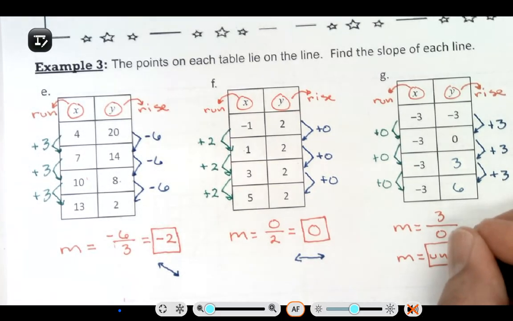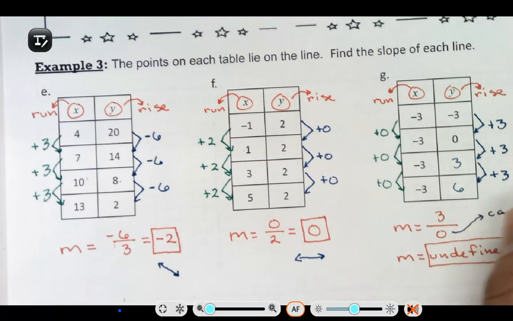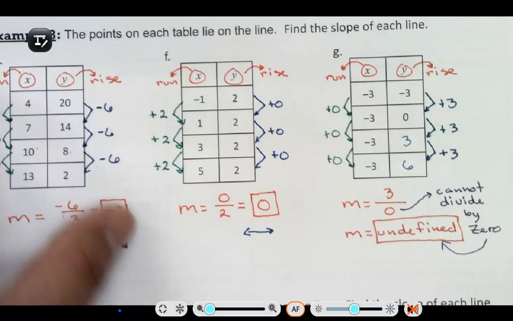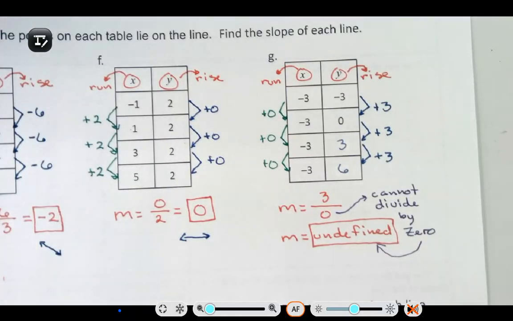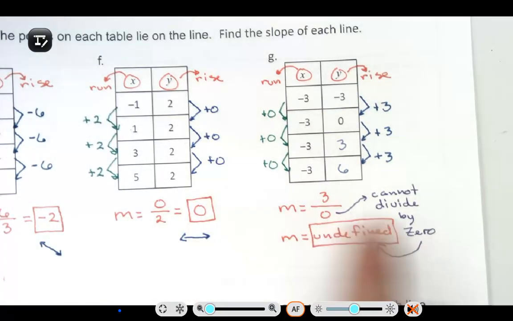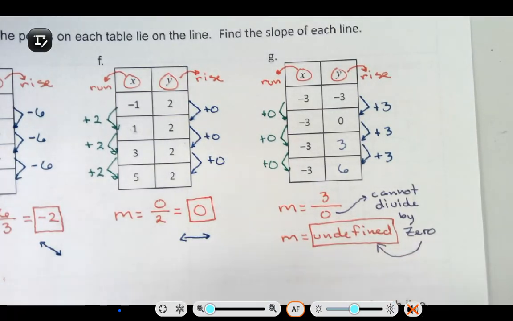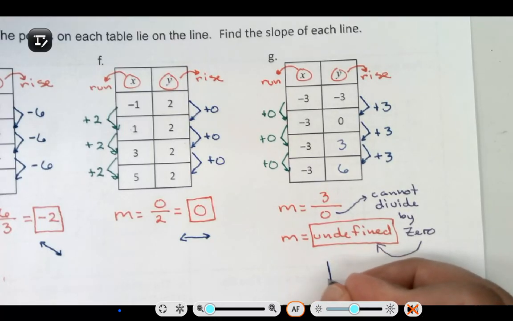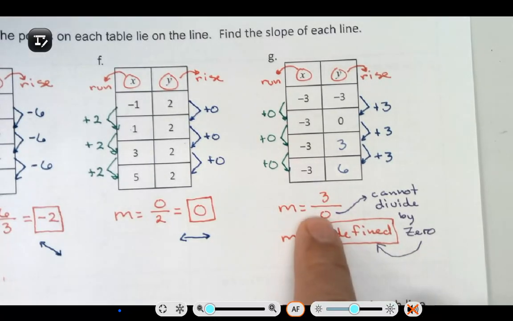So we're going to make a little note here. We cannot divide by 0. That's why we're giving this answer, because we cannot divide by 0 in math. Again, 0 on the top, perfect, 0. But a 0 at the bottom, that can never happen. Now remember, if it's undefined, it is a line, but it's a line that goes up and down. That's why 0 was underneath.